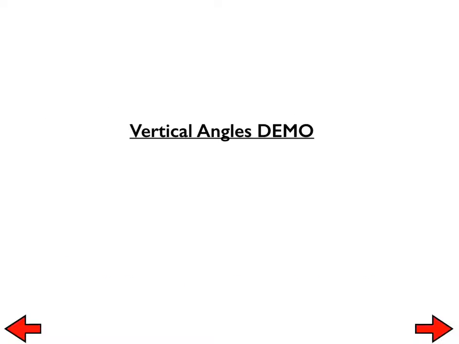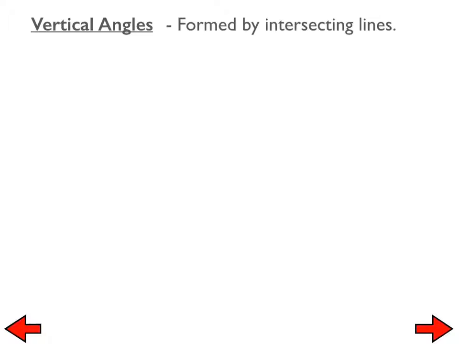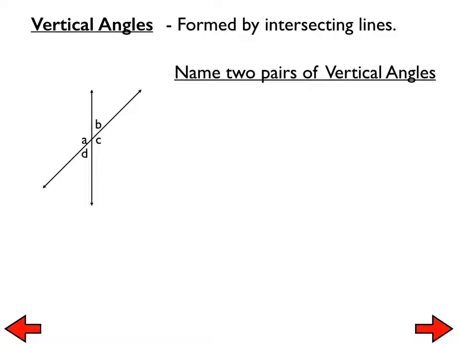All right. On your notes, that first picture you have there, I labeled it A, B, C, D, right? I want you to name the vertical angles. So let's start with angle A. What is angle A vertical to? Angle C.